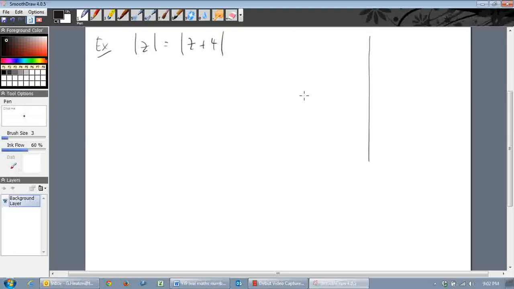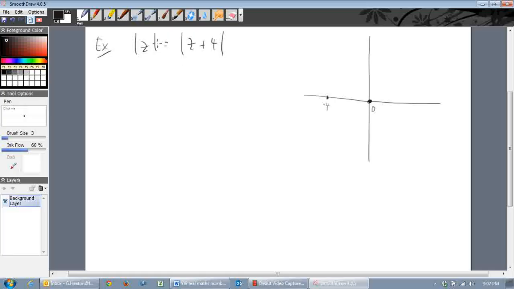Let's have a think about this. What this is saying is the distance of z to 0. Remember, modulus of z means how far it is from 0. The distance from z to 0 is equal to the distance of z to 4. Where is 4 on here? Sorry, negative 4, z minus negative 4. So negative 4 is here. There's negative 4, and here's 0.